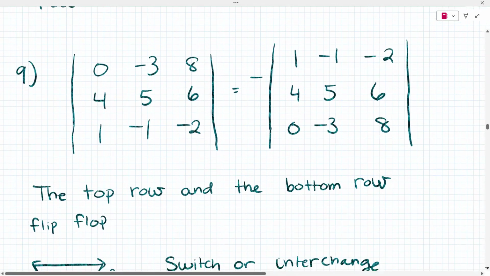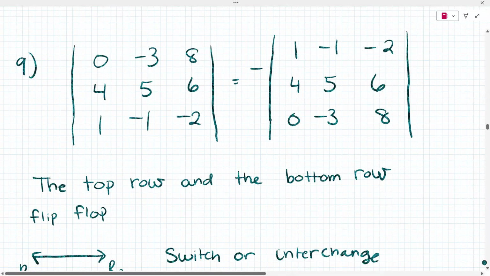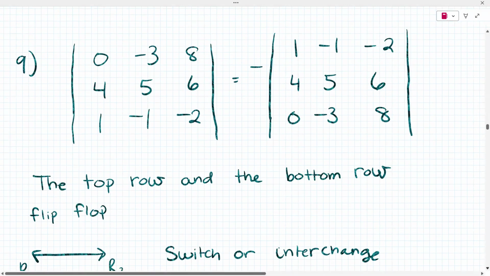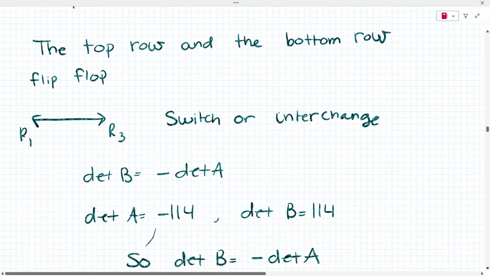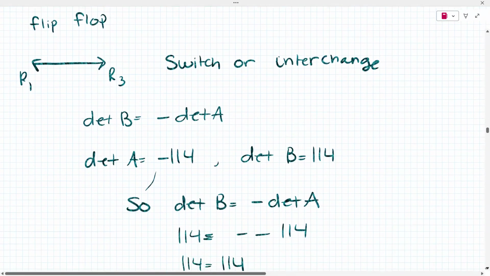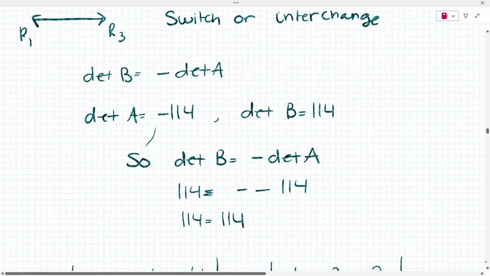And this one, let's see. This is your original matrix, and this is your new matrix. It looks like the top row and the bottom row have been flipped. So you interchange, or switch. What that means is, if you switch rows, determinant B equals negative determinant A. If they tell us that determinant A is negative 114 and determinant B is positive 114, then determinant B is equal to negative determinant A. So that's 114 equals negative of negative 114.